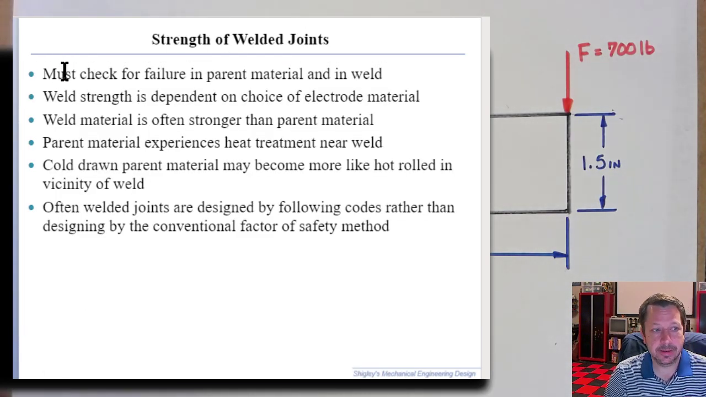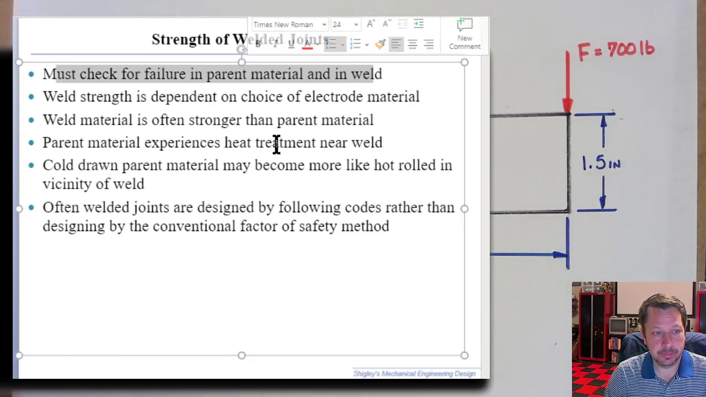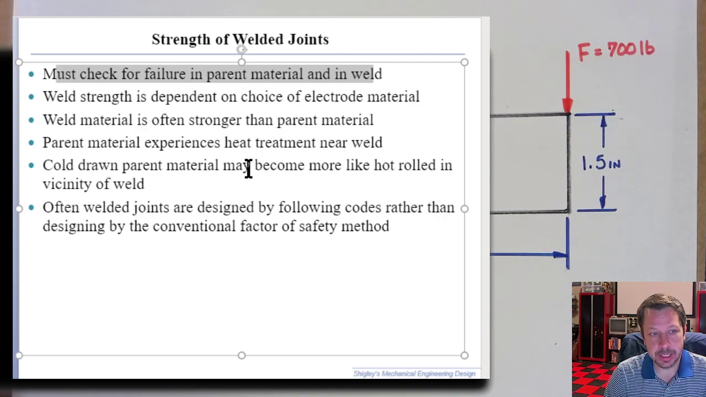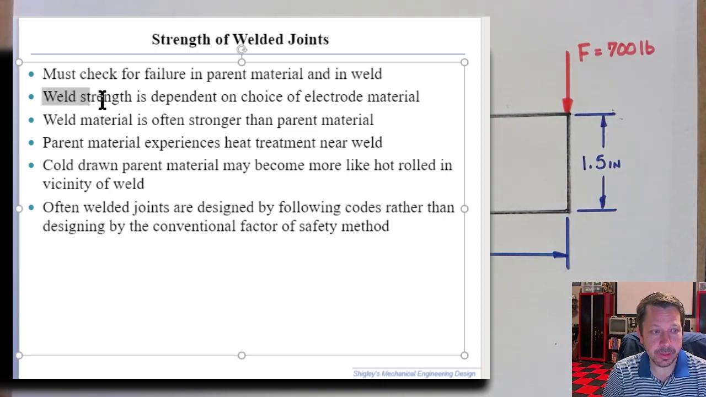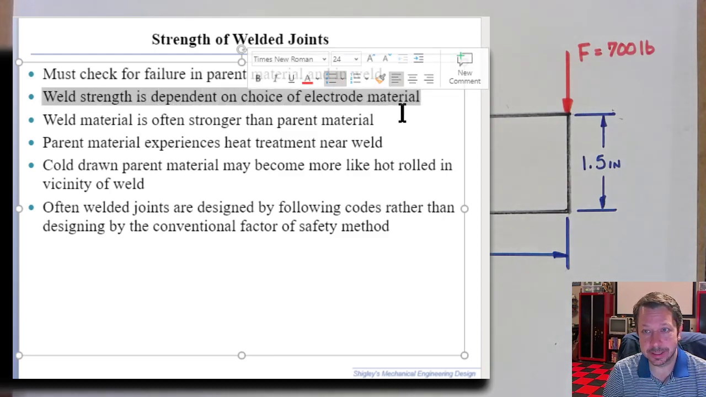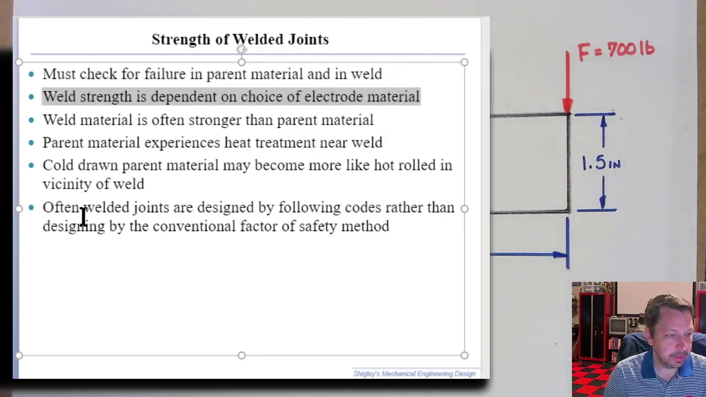This is just reminders of things that we're going to assume. You should check for failure in the parent material and the weld. We're doing that through assuming there's mixing, so that we're going to assume that the weld becomes weaker, basically weak to the point of the parent material, which is not true. It's not going to come totally that weak, but there will be some areas that are mixed. The weld strength is dependent on the choice of the electrode material. We haven't looked at it a lot.